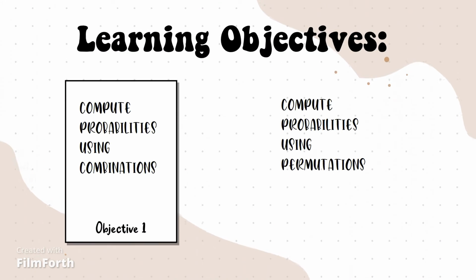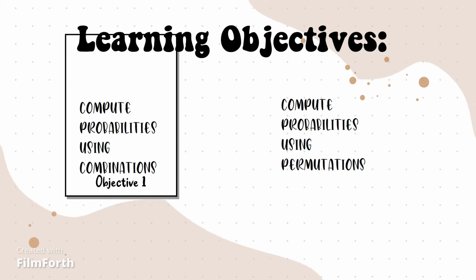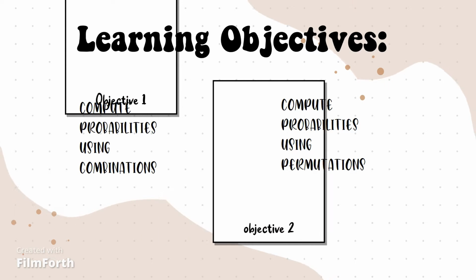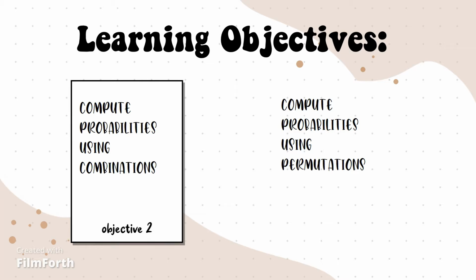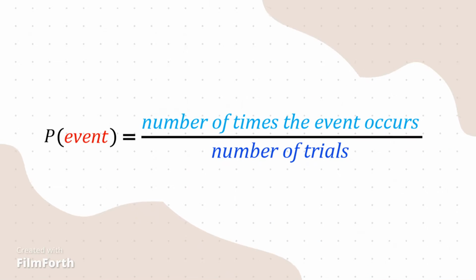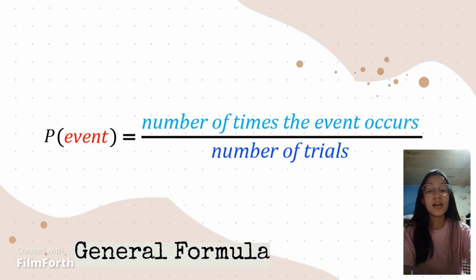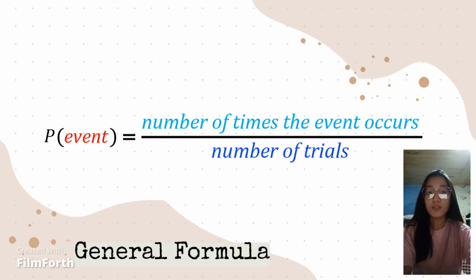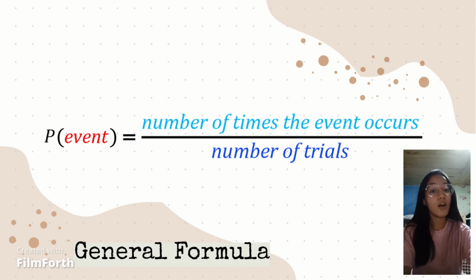These are our learning objectives: compute probabilities using combinations and compute probabilities using permutations. P(event) equals the number of times the event occurs over the number of trials.